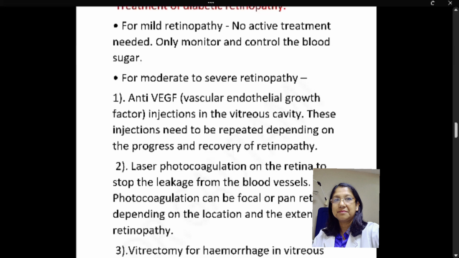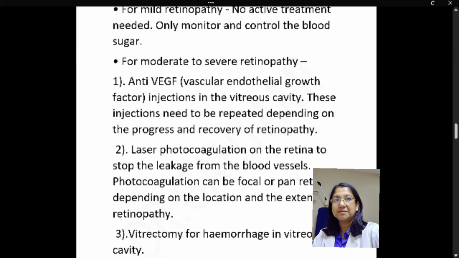So, to antagonize this factor, inject anti-VEGF injection where? In the vitreous cavity. Right? These injections need to be repeated. It depends on progress, recovery, and all the parameters. Okay, so anti-VEGF. There are many anti-VEGFs: ranibizumab, bevacizumab, all those anti-VEGFs.